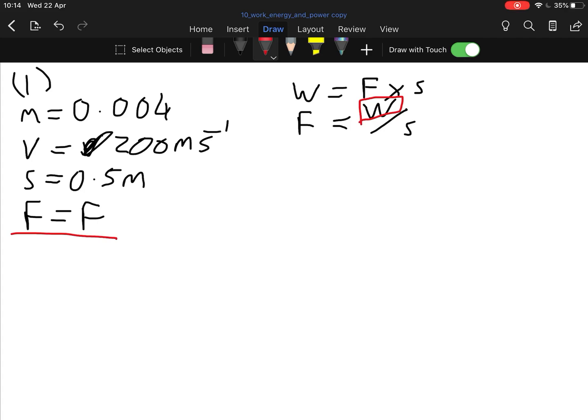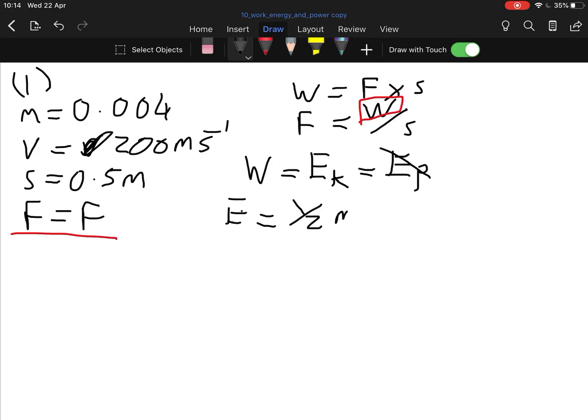Work done equals potential energy equals kinetic energy. So work done equals EK equals EP. They all mean different things, but they all have the same values. Because obviously the kinetic energy can only be the same amount as the potential energy, and work done can only be the same amount as them. So we're going to do kinetic energy because we haven't got the potential energy yet, and we also don't have enough information for potential energy. So we're going to look for EK. EK equals a half mv squared.